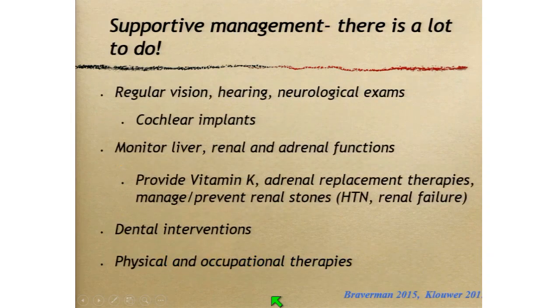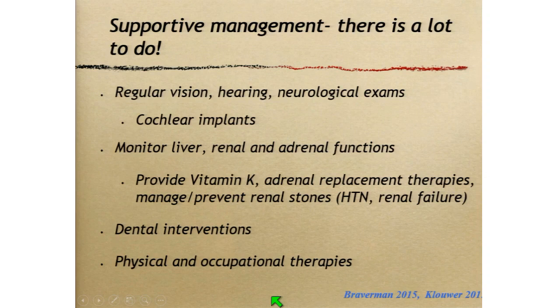And for supportive management, well, there's a lot to do. So we should not be telling our patients, you have Zellweger spectrum disorder and there's nothing we could do, or you have RCDP and there's nothing we can do. There's actually a lot you can do in supportive management. You can make sure that the child is getting regular vision, hearing, and neurological exams, for example. And for hearing, once hearing can no longer be amplified by hearing aids, these kids have received cochlear implants, at least in the United States, and they've done very well.